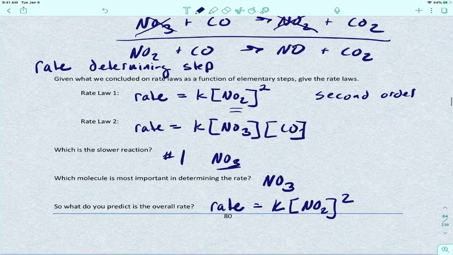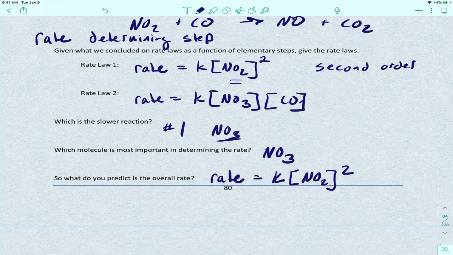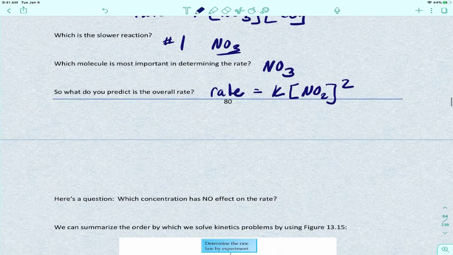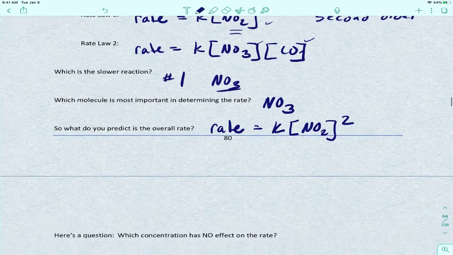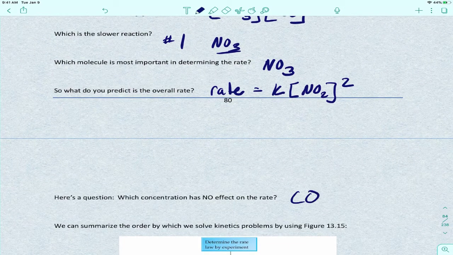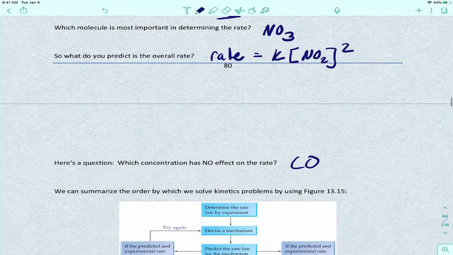Now let me ask another question. Which concentration has no effect on this rate? So out of these, NO2, NO3, and CO, which one has no effect? CO. Doesn't matter what CO does. It's in step 2. Everything that's hinging on step 2 is NO3. If we can't make that, step 2 is not going to happen. So everything's hinging on step 1.